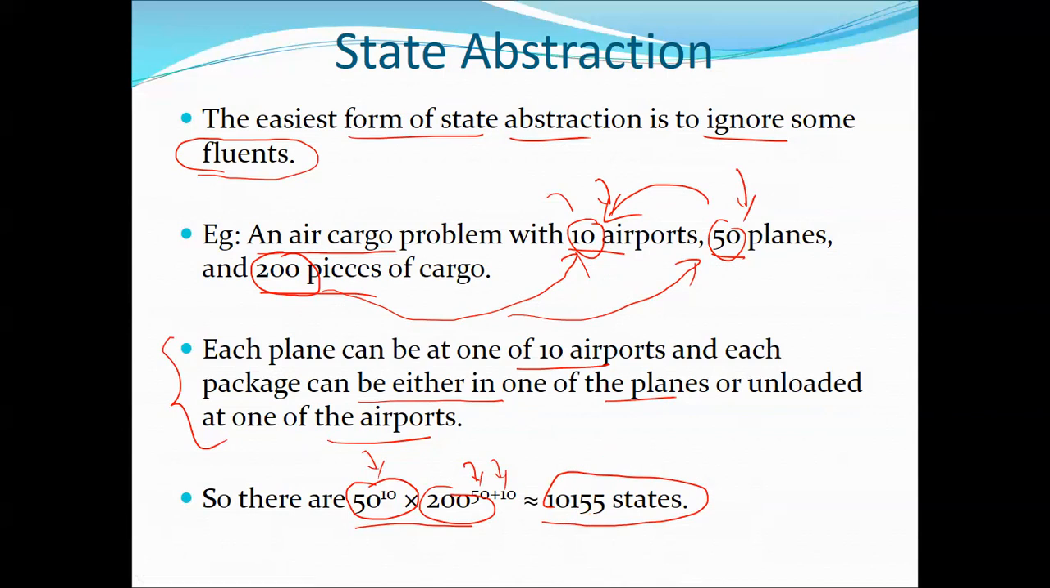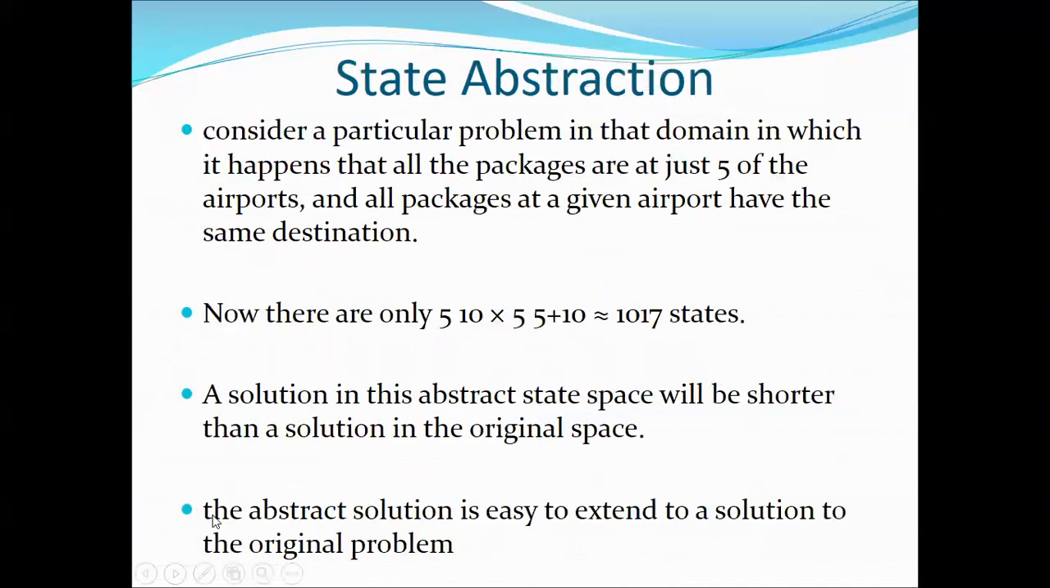Now, let us see how this problem can be relaxed by performing state abstraction. So here we are going to perform abstraction. This is an abstract representation of the problem. Consider a particular problem in that domain in which all packages are at just 5 of the airports. Here package means cargo. Let us assume that all the 200 cargos can be in only 5 of those airports. Originally, there are 10 airports, but all the cargo is in only 5 of them.